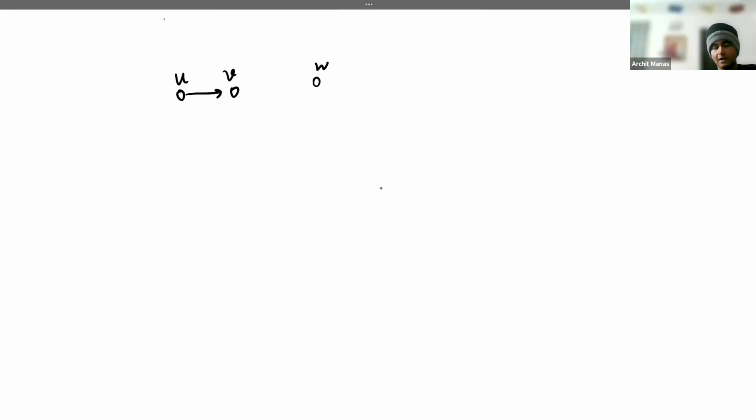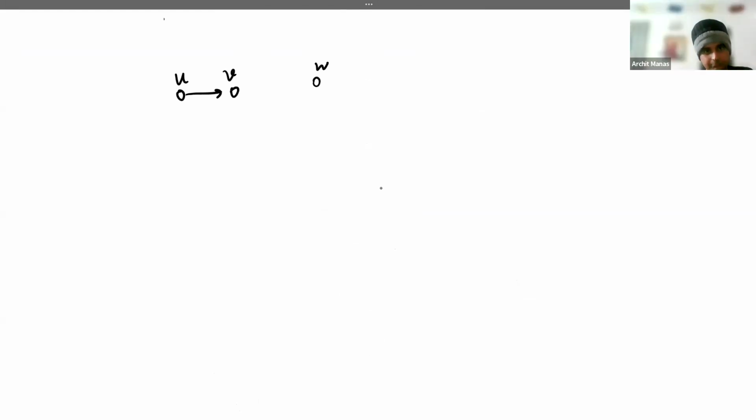Right. So now comes along this new vertex W. Who do we want to ask W with? V. Why is that? Because then we'll know if V is 0 or 1, like U is already 1.